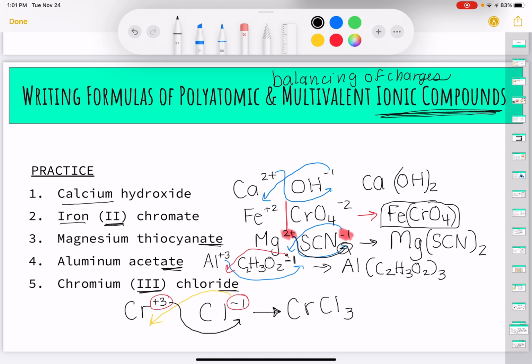All right. So that is balancing of our ionic compounds. And there's quite a bit of questions on this on your assignment, so you can do the rest of the assignment now, not just number 1.